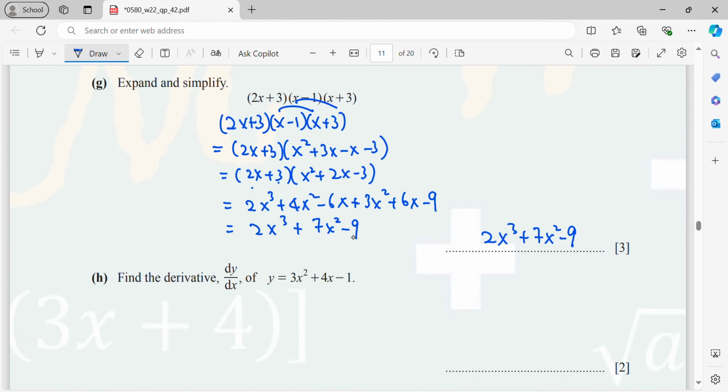Now H, find the derivative y equals 3x squared plus 4x minus 1. Then your dy dx, okay, bring down the 2, it becomes 6x, degree 1, then 4x becomes 4. The minus 1 becomes 0 because there's no x.